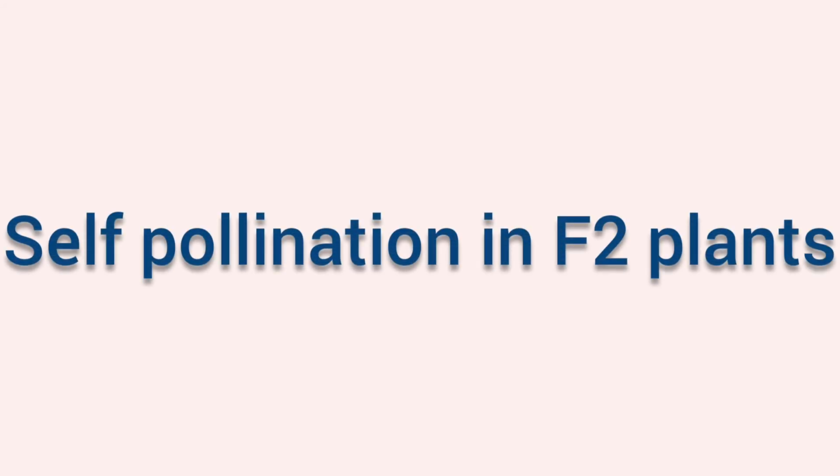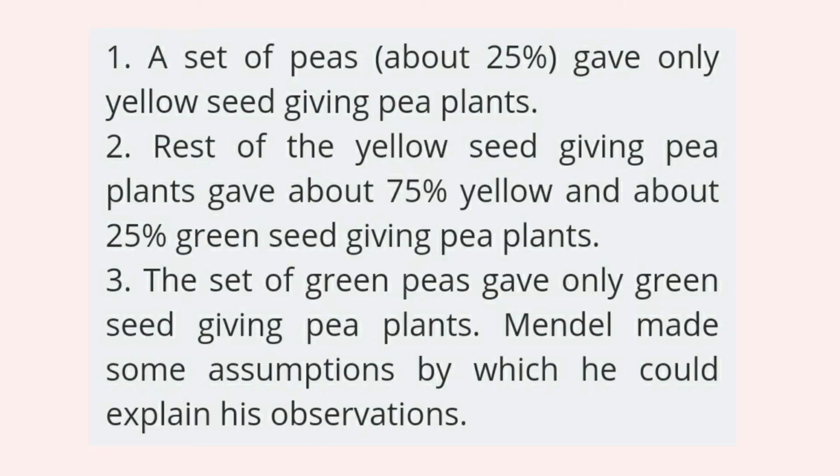Mendel then self-pollinated F2 plants and observed the F3 generation. In the F3 generation, he found that a set of peas gave only yellow seed giving pea plants. Another observation was that 50% of the yellow seed giving plants gave about 3/4 yellow and 1/4 green seed giving pea plants. The third observation was that 25% of green pea plants gave only green seed giving pea plants.